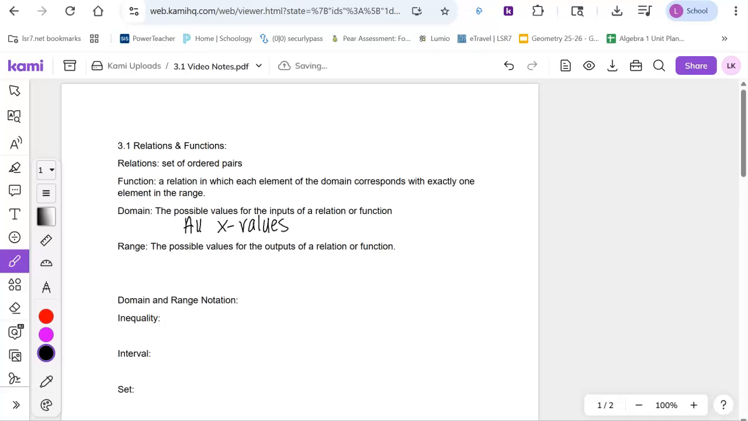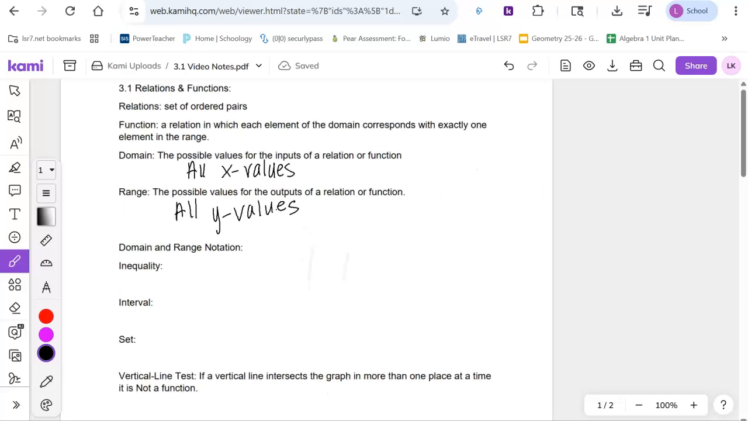The range is the possible values for the outputs of the relation or function. So range is all y values. Let's talk about domain and range notation.